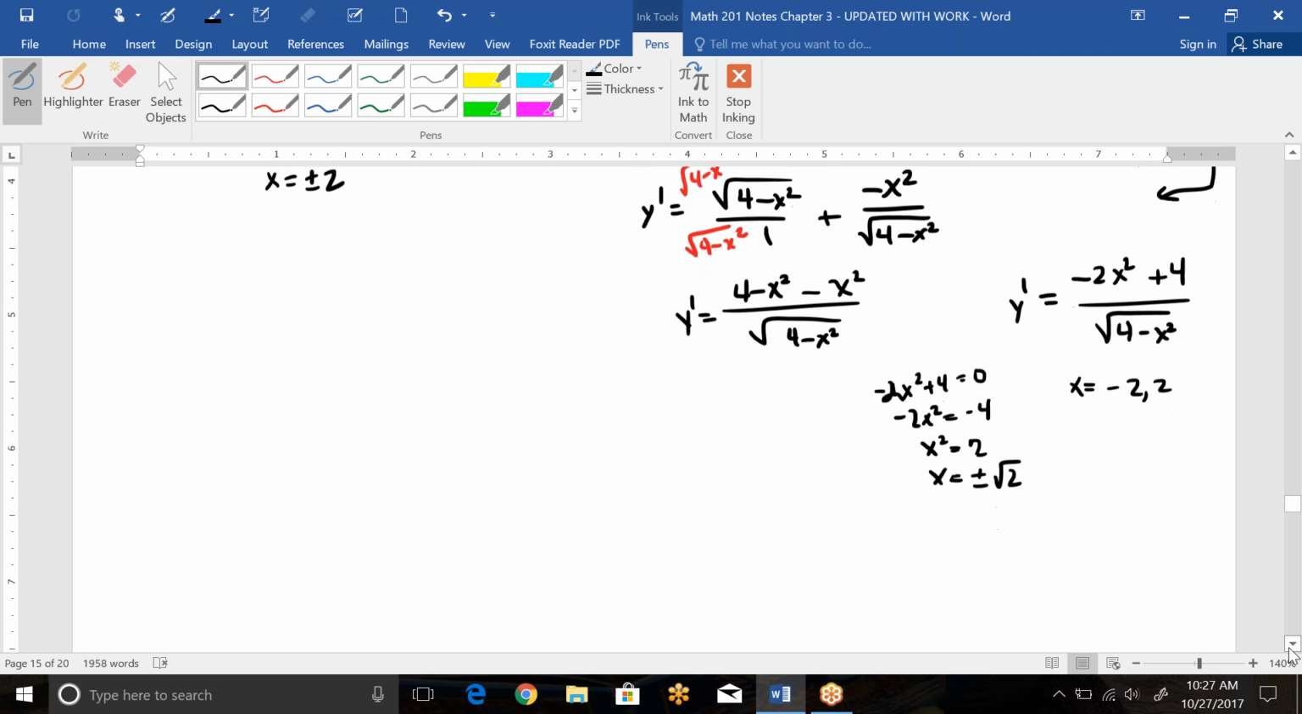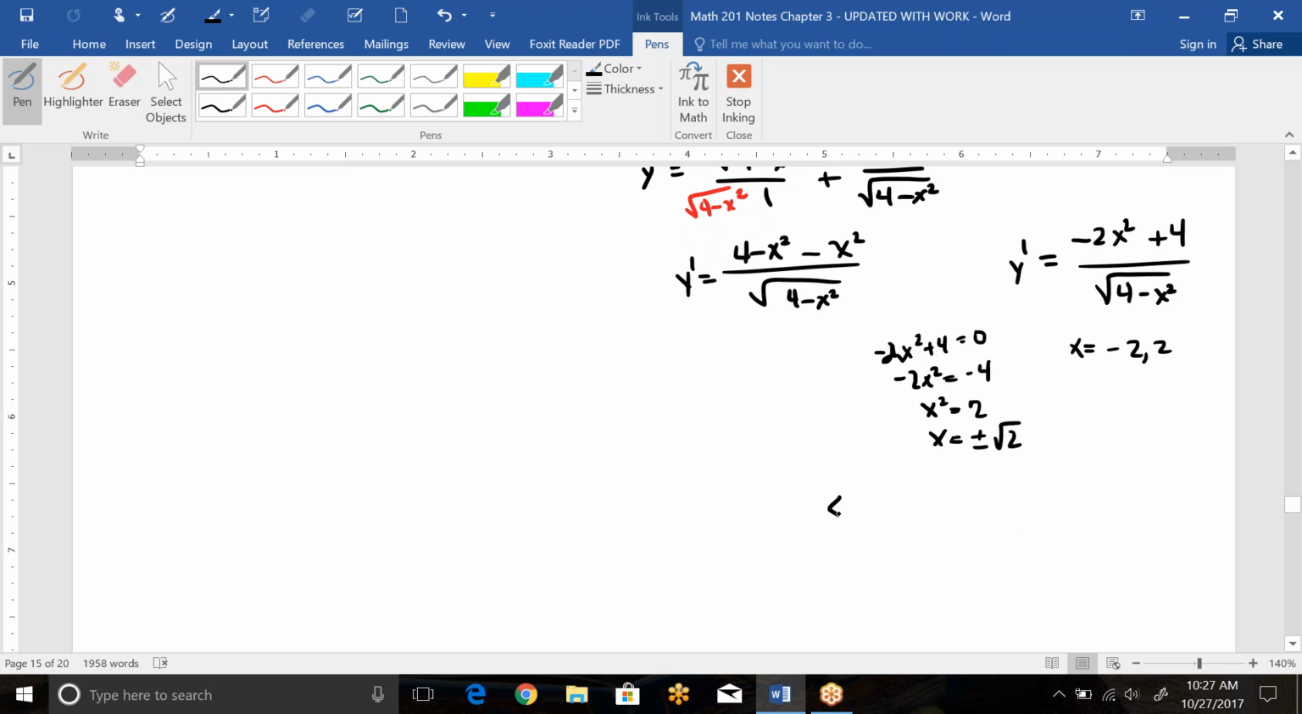So now we're going to make our sign chart for our increasing, decreasing. So we have 4 different critical values, and you want to put them in order from least to greatest. So negative 2, then negative square root of 2, then positive square root of 2, and then 2. We want to pick a test value.